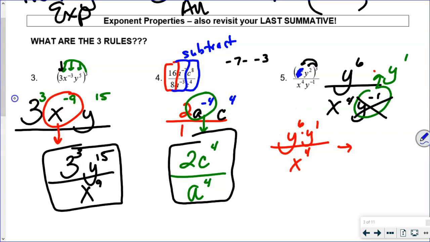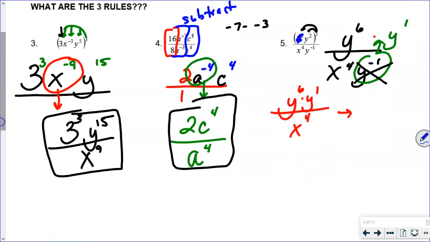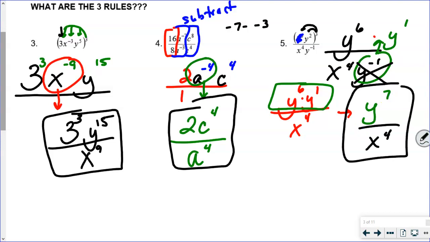Well, we got to make sure everything is combined. The y's got to combine. There you go. This becomes y to the 7th because you're adding them, over x to the 4th. Thank you very much. Now, I know a lot of people already worked through this question, and this is actually very close to the test question you had last time.